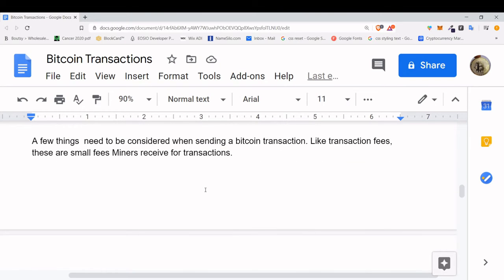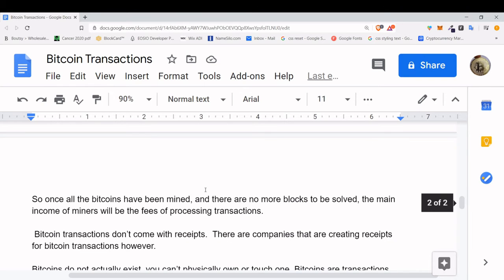A few things you need to consider when sending a Bitcoin transaction are transaction fees. These are small fees that miners receive for processing the transactions. So once all the Bitcoins have been mined and there are no more blocks to be solved, the main income of miners will be the fees of processing the transaction.